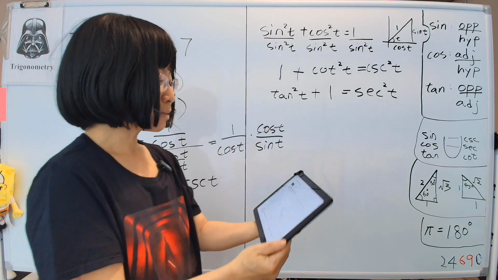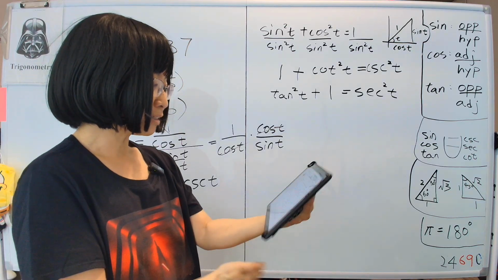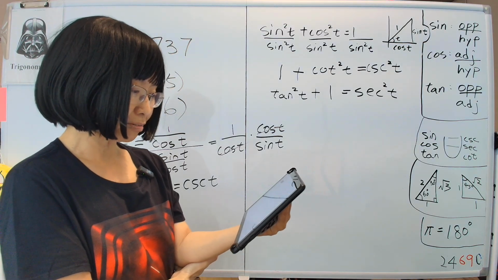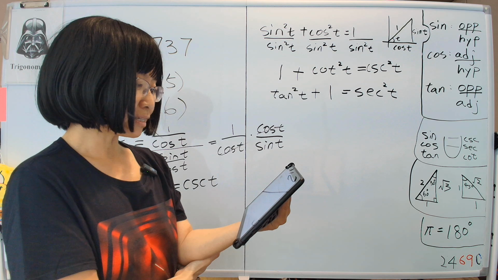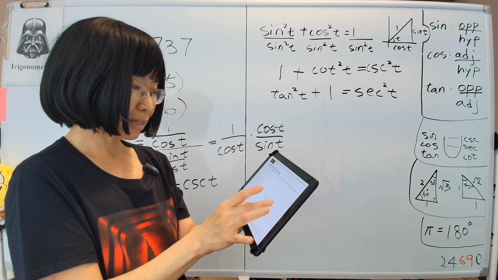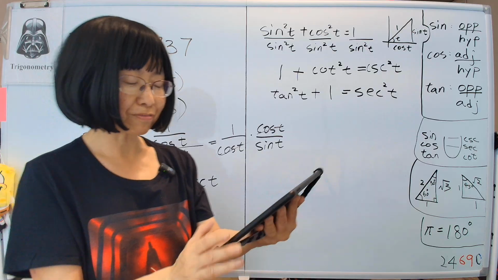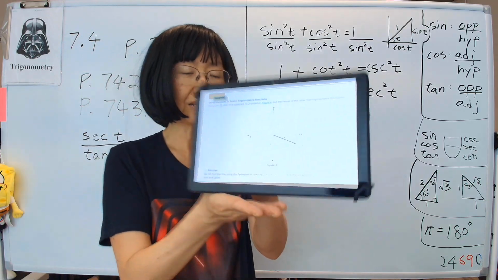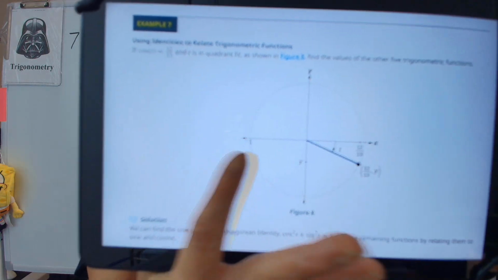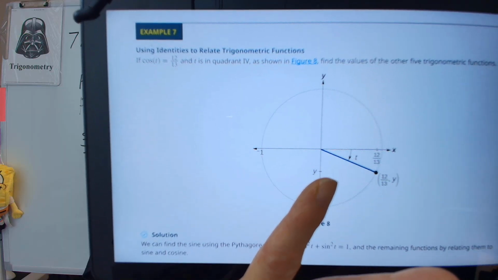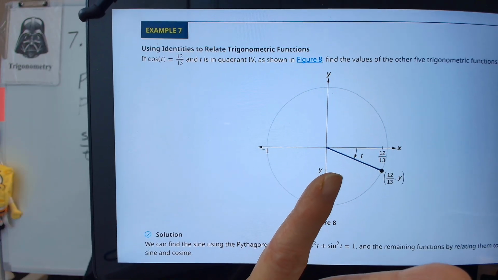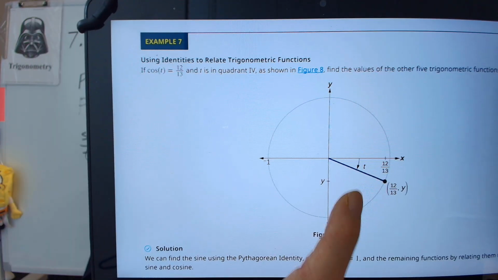Okay, now example 7 says if cosine of t is 12 over 13, and t is in quadrant 4, we're supposed to find out what all the other trigonometric functions are. So here's a graph that your book drew. The cosine t is 12 over 13, and t is in quadrant 4. That means t is down here.